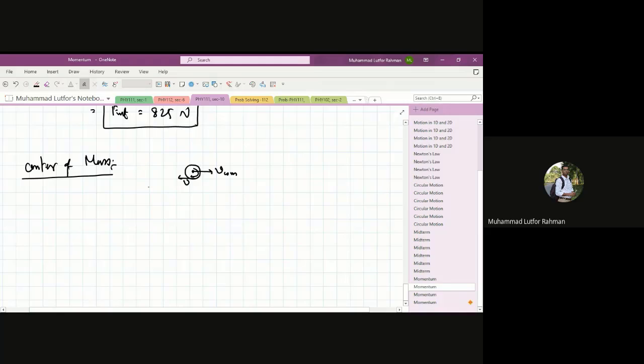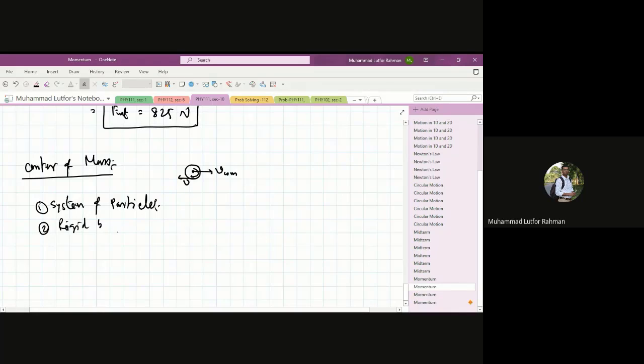But before that, we need to understand how we are going to find the center of mass. We can find the center of mass of two types of system. One is the system of particles, meaning point masses. In that case, we'll consider point masses. And the second one, we have to consider is the rigid body.